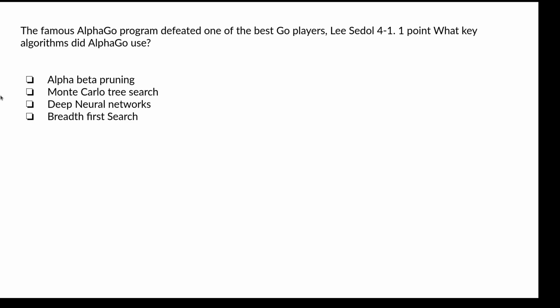What would be the answer? Tell me. Yes, what are the strengths? Also, you might not have heard about the AlphaGo program.